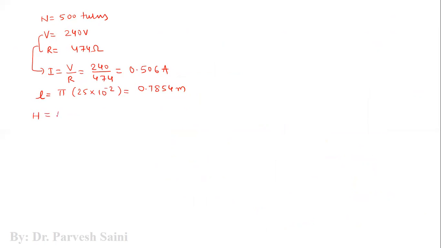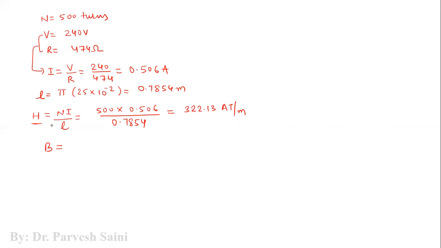H is equal to Ni by L. So this is 500 into 0.506 divided by 0.7854. So this is almost equal to 322.13 ampere turn per meter. So this much of magnetizing force is associated with the given iron ring. So now we can find out B.